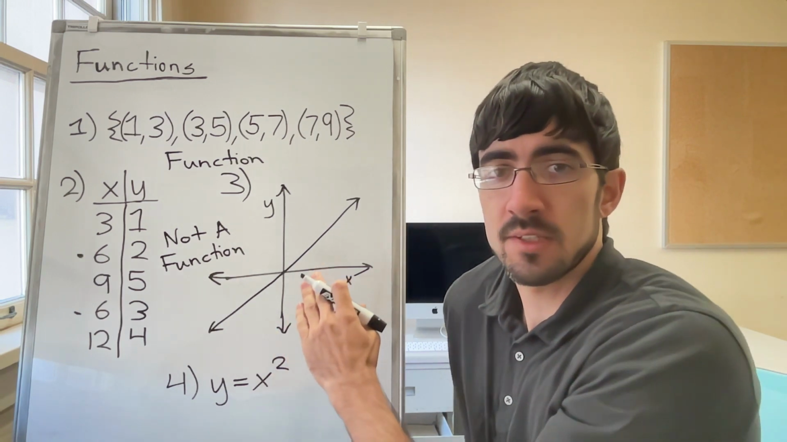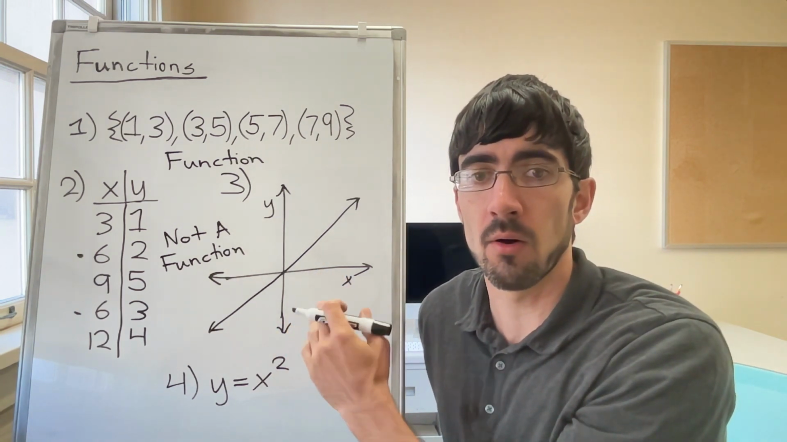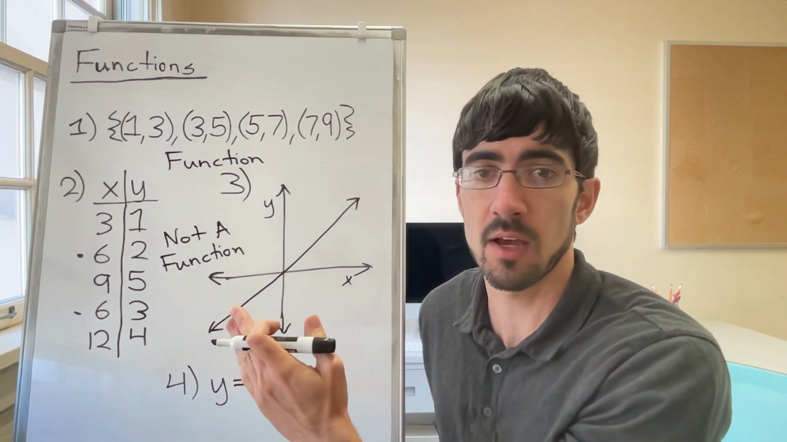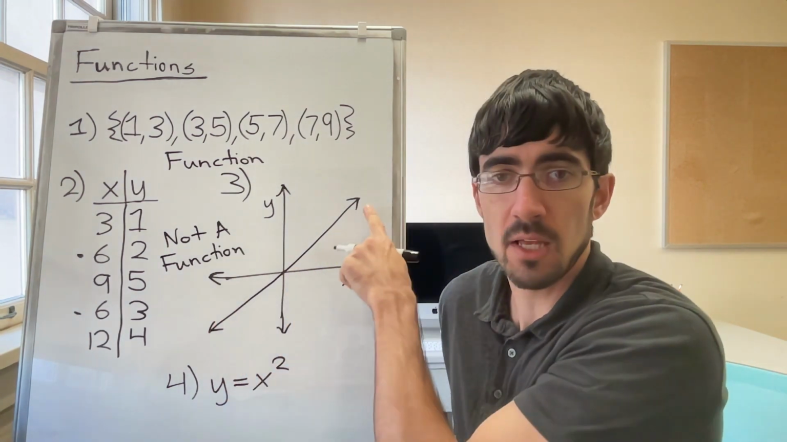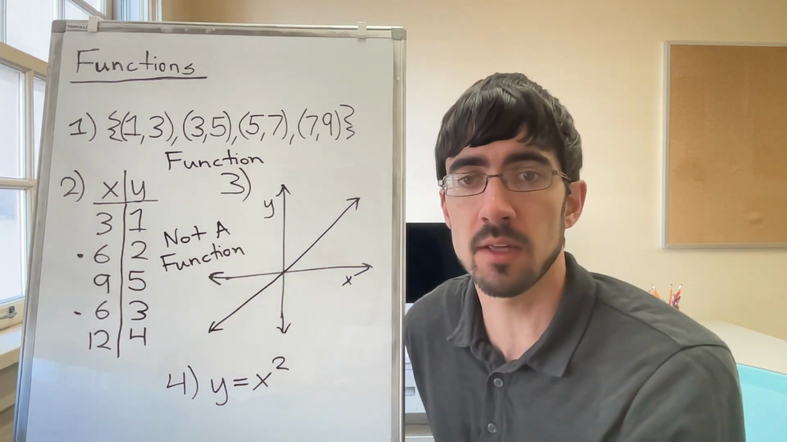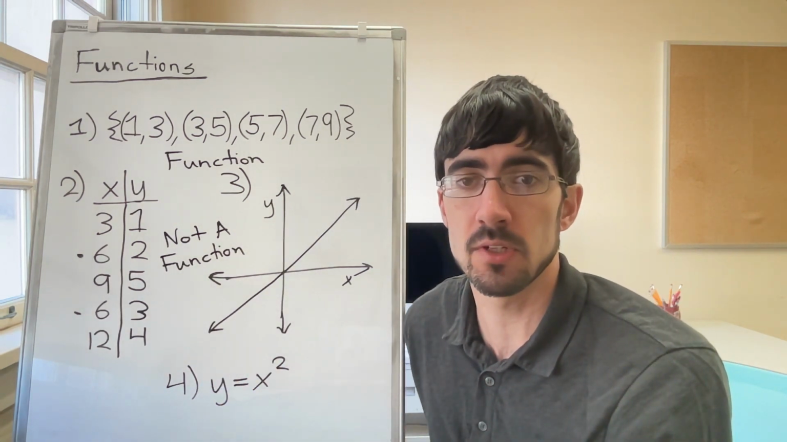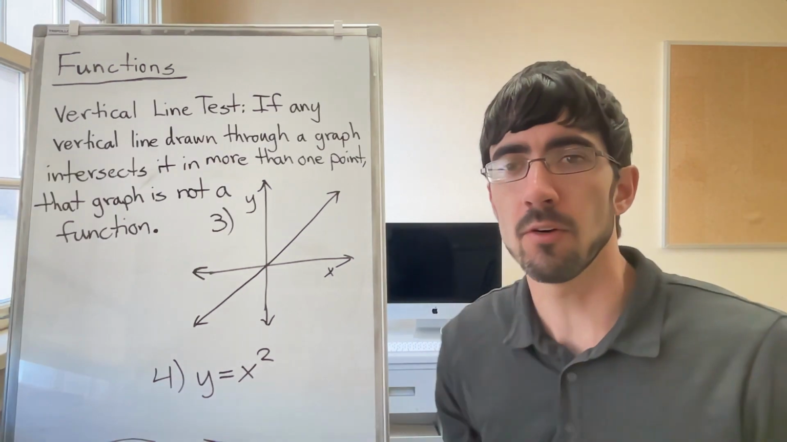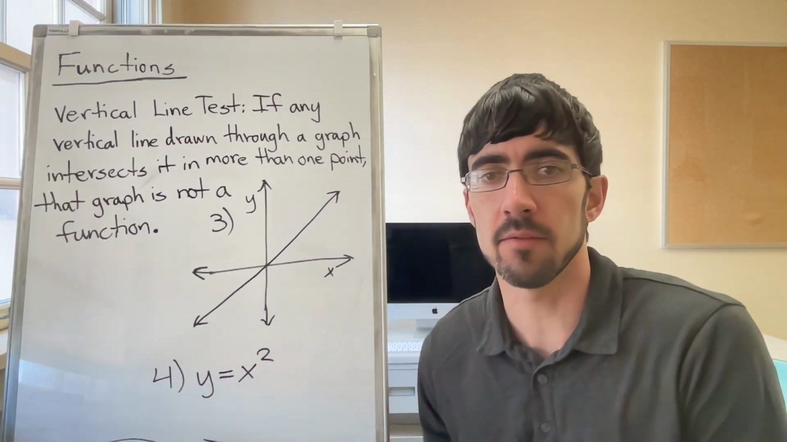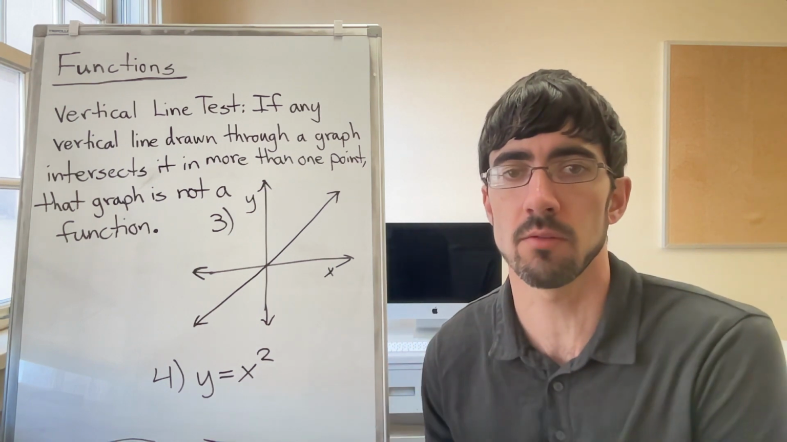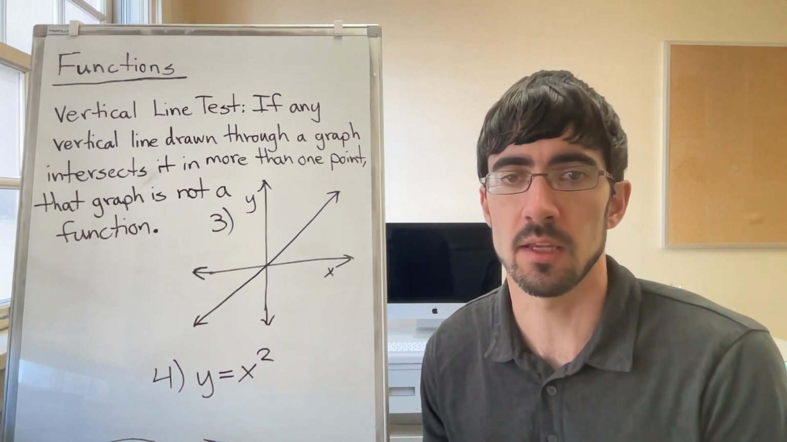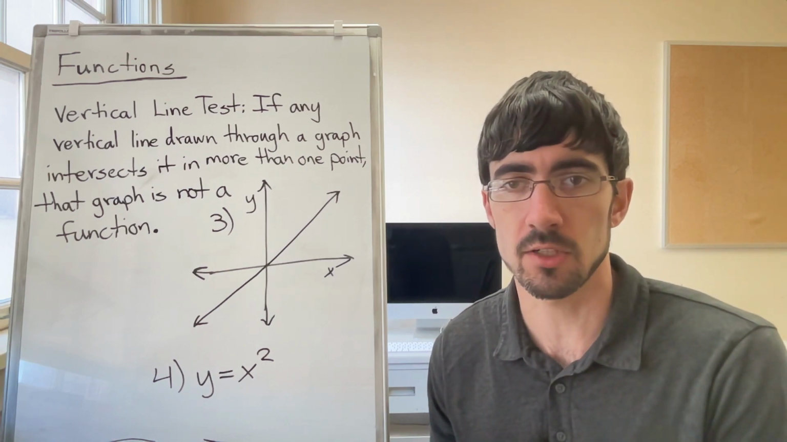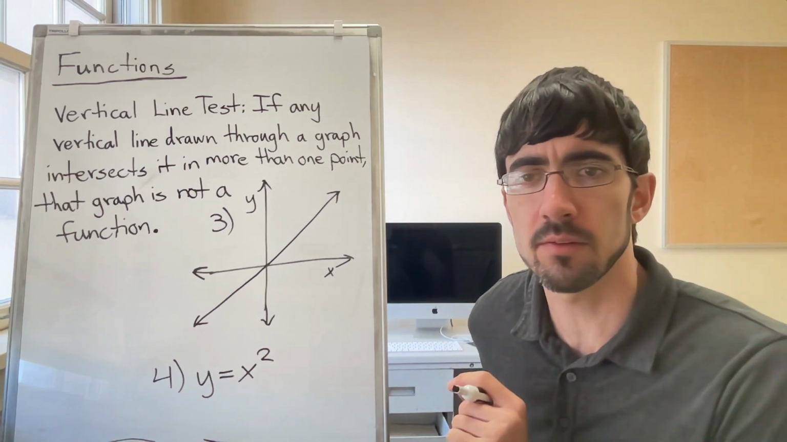Now, how do we test a graph like this, where all of the x values aren't listed? In fact, there are infinite x values on this graph that are matched with y values along this line. It's often helpful to use something called the vertical line test. The vertical line test says that if any vertical line drawn through a graph intersects it in more than one point, that graph is not a function. Let's think about why this works.